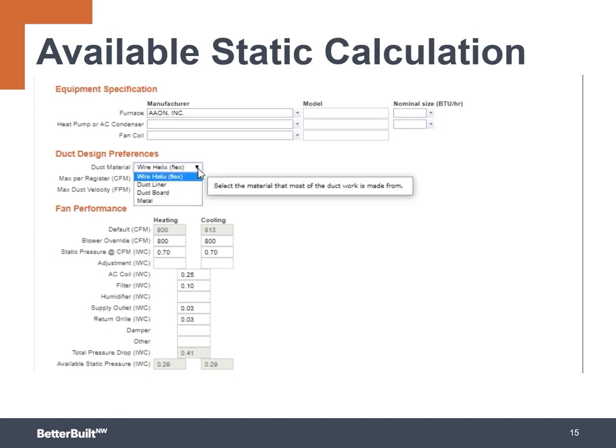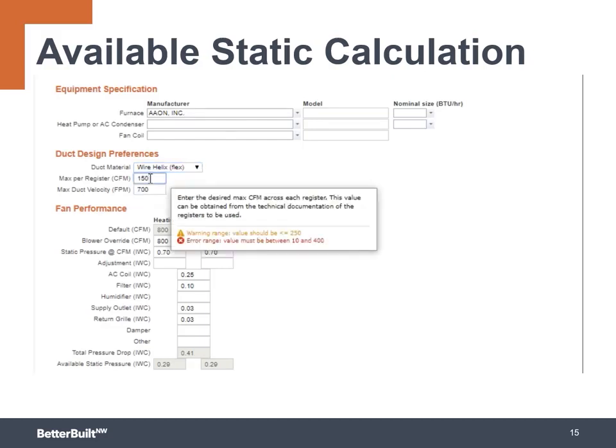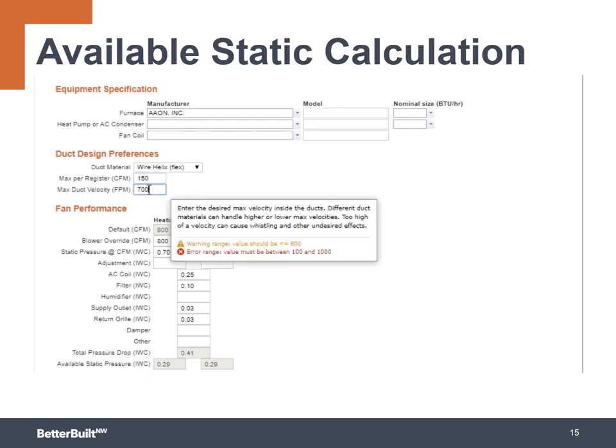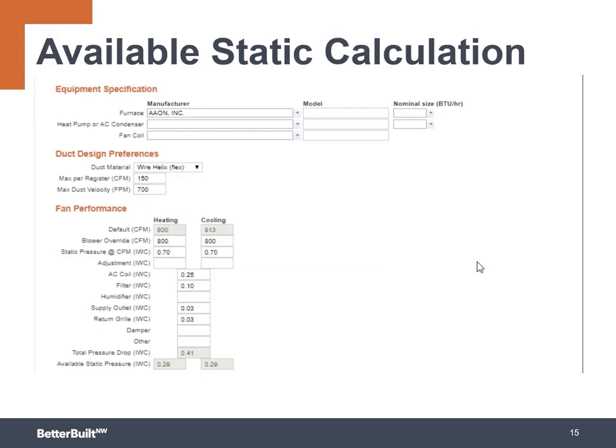You've got your choice of the usual duct board, metal, or wire helix, also called flex. We're going to stick with flex. The maximum number of CFMs per register is critical. In no case go above 200. I personally like to use 150. Some designers go as low as 125. Maximum duct velocity is primarily a noise preference. Never go above 800. Some people like it a little quieter. We're going to use 700 feet per minute. Both these pieces of information will go into the duct sizing.